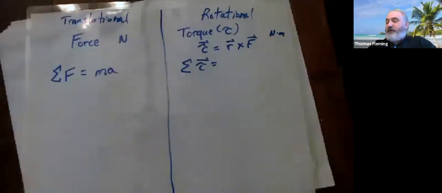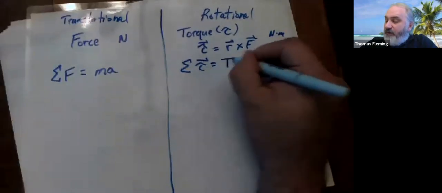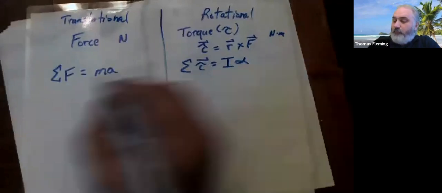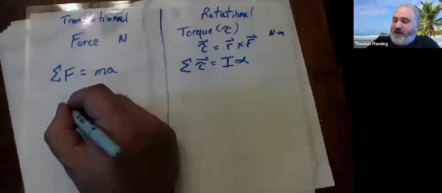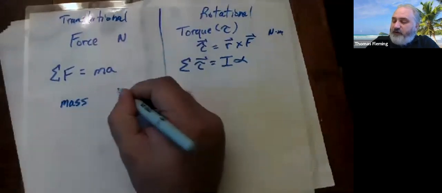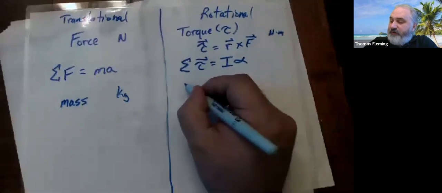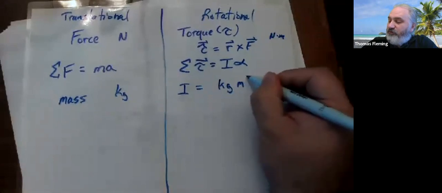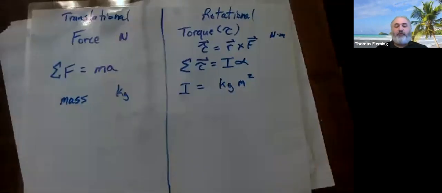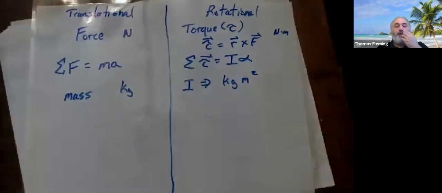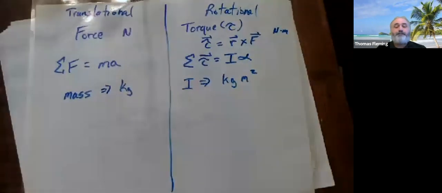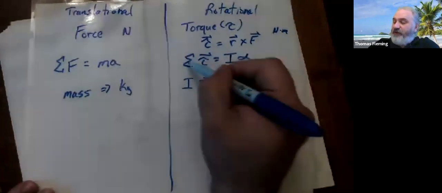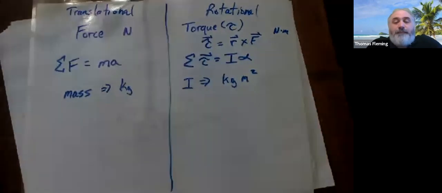We know that we could write the torque as being I, the rotational inertia, times alpha. So for translational motion, we have mass in kilograms, but the rotational equivalent is I, which is going to be in kilogram meters squared as our units of choice. It's not an equal, it's an arrow. So those are our two equivalents. And this is the rotational version of Newton's second law.